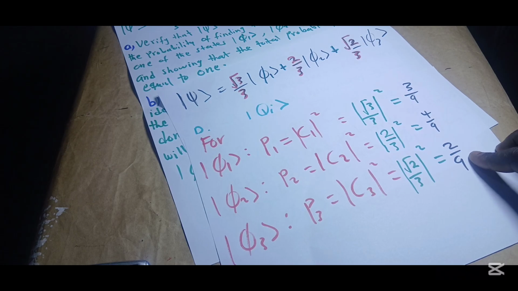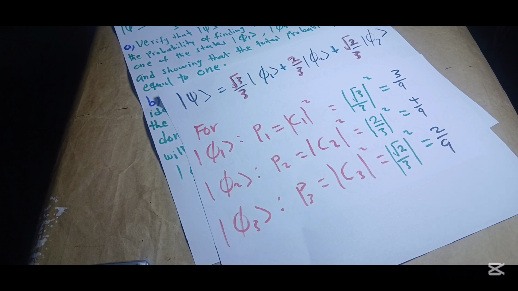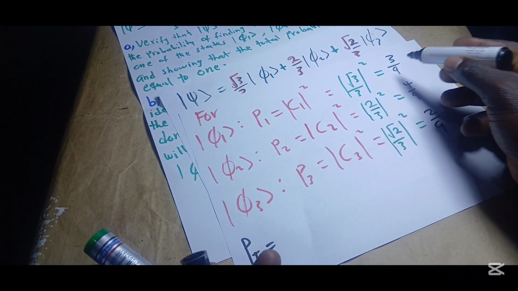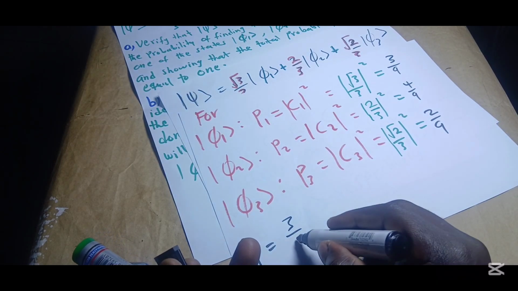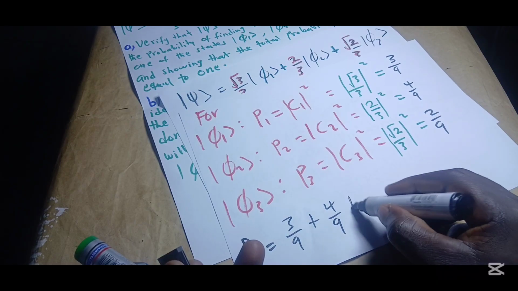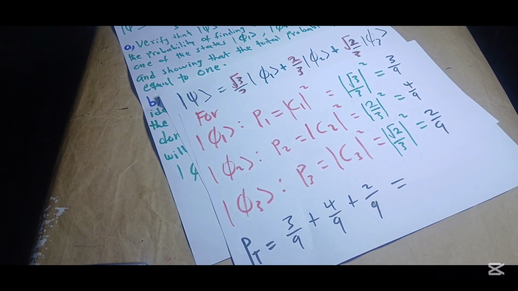So the total probability should be equal to 1 if the wave function is normalized. So total probability, let's say PT, equal to 3 over 9 plus 4 over 9 plus 2 over 9. And let's evaluate this and see what we get. That is equal to 1.